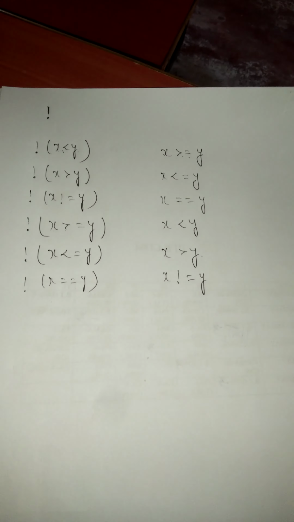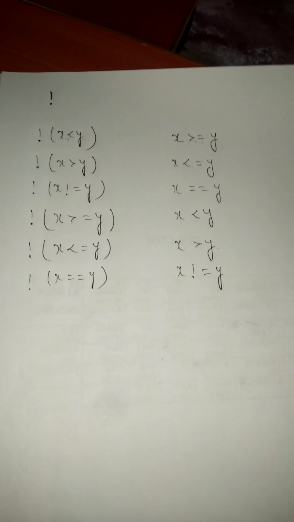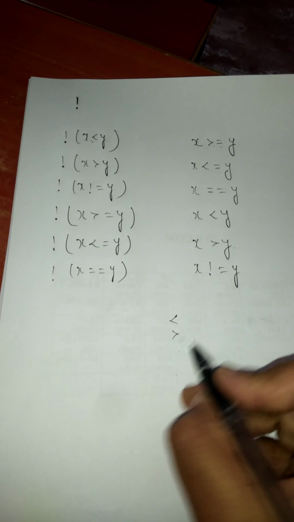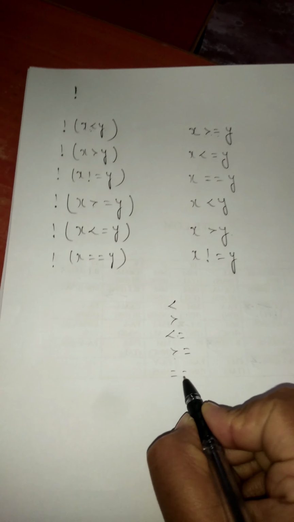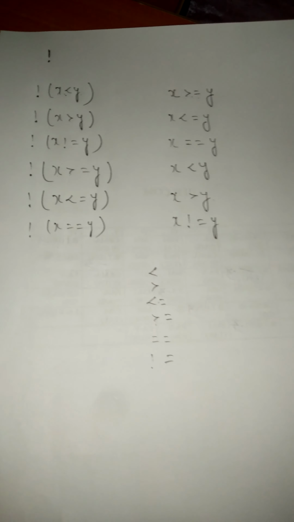So these are the relational expressions we are using in C. We have 6 relational operators, which are those: less than, greater than, less than or equal to, greater than or equal to, and what? Not equal to. Thank you.